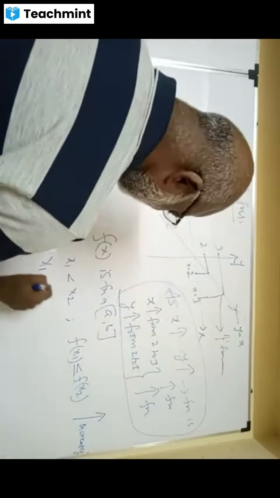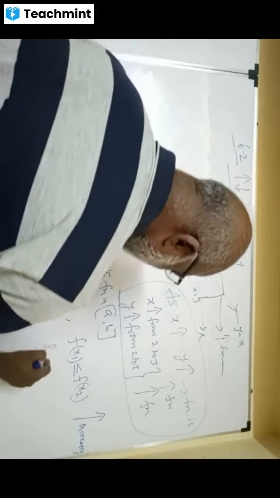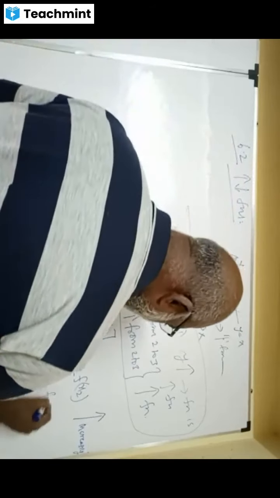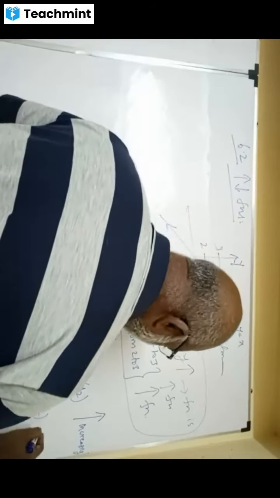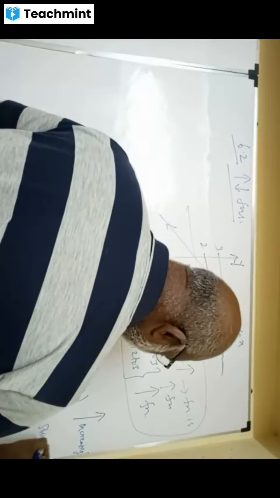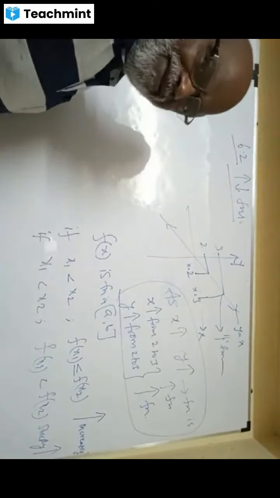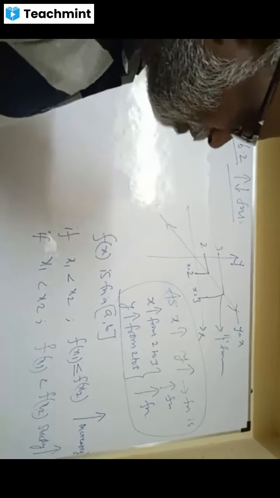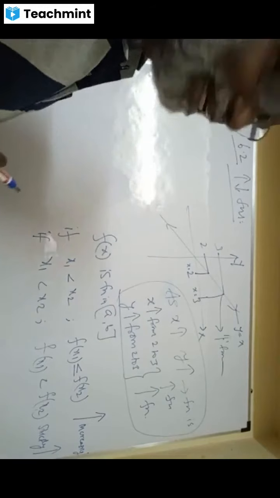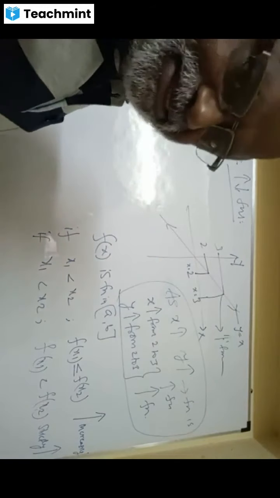Whereas if x1 is less than x2 and f of x1 is strictly less than f of x2, then it is called a strictly increasing function. This is the difference. Now, I will give you a graphical example so you understand the difference between increasing and strictly increasing functions.